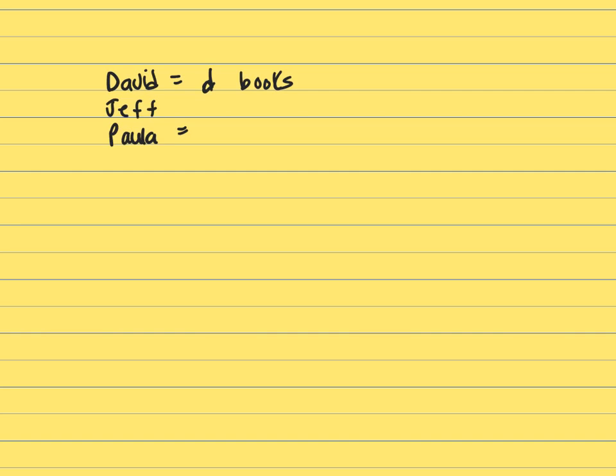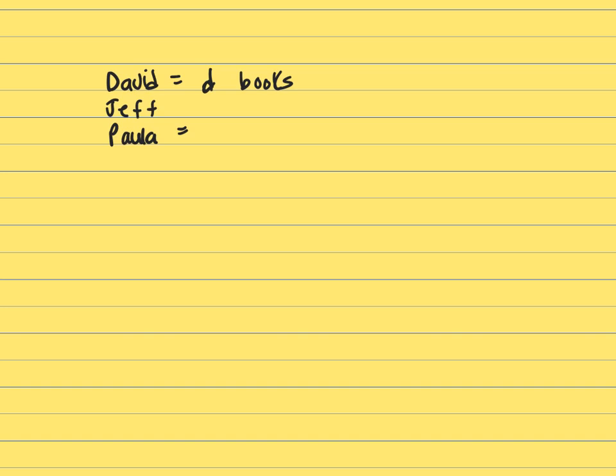All right, we're trying to figure out how many books the three of them have together in terms of D. In terms of D just means my answer will have a D in it. So David has D books, which is 3 times as many as Jeff. Okay, who has more books, David or Jeff? I'm going to try to write all these in terms of D. David has D books, and that's 3 times as many as Jeff.